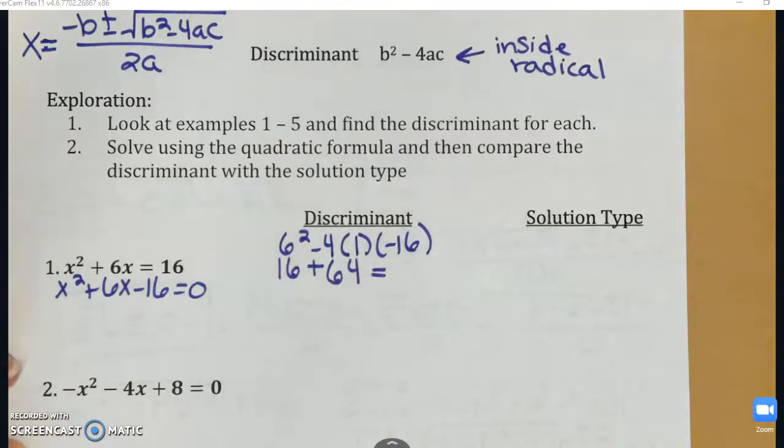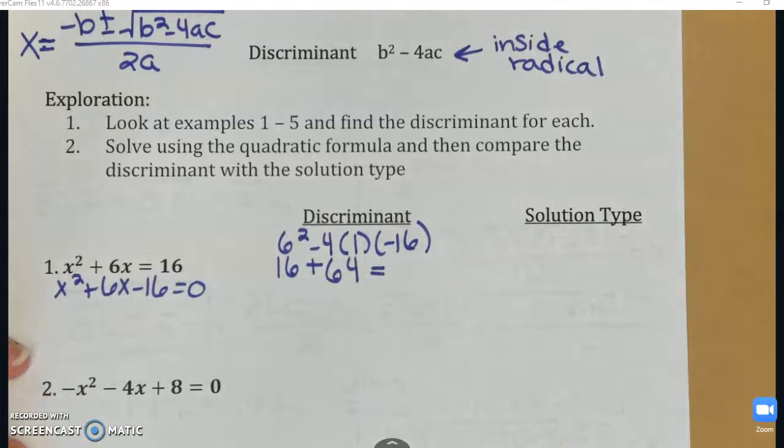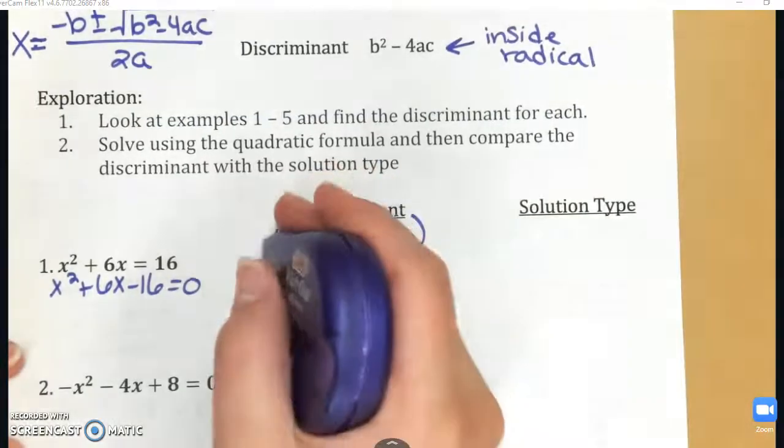Oh, that's not 16. I apologize. 6 squared is 36. Don't know what Miss Treadway was thinking here.